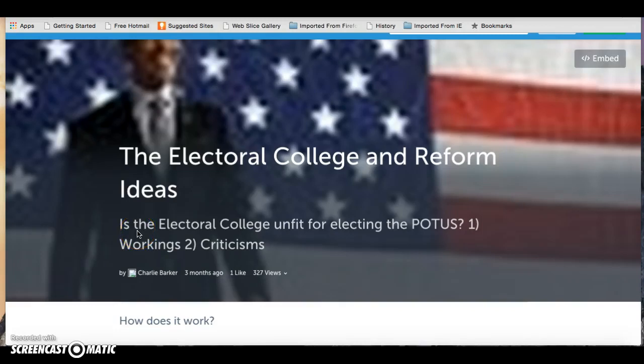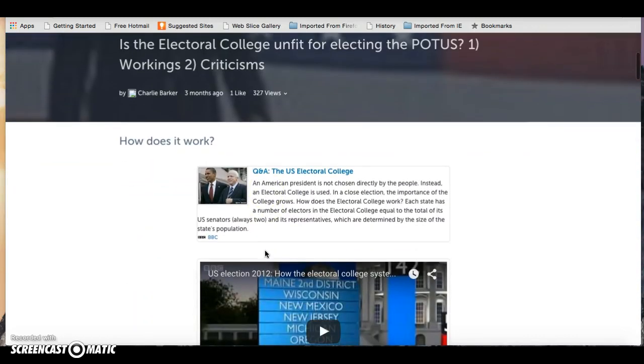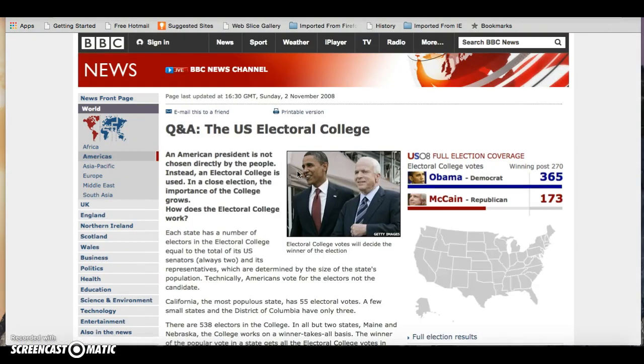Right, we're looking at the Electoral College. Is the Electoral College unfit for electing the president? How does it work? Why can it be criticised? Now, how it works is not as simple as a straight vote.